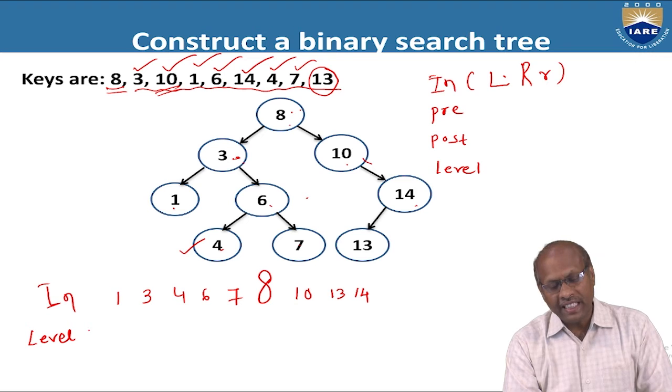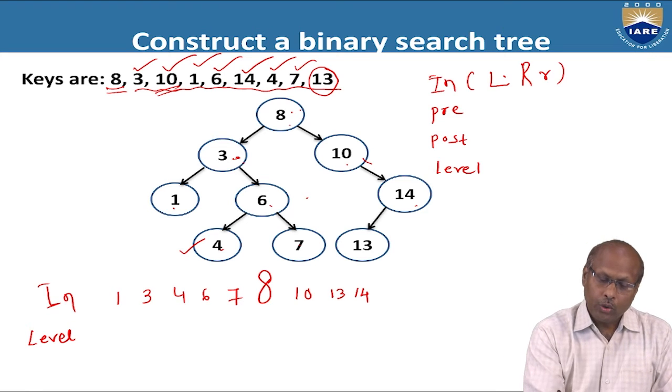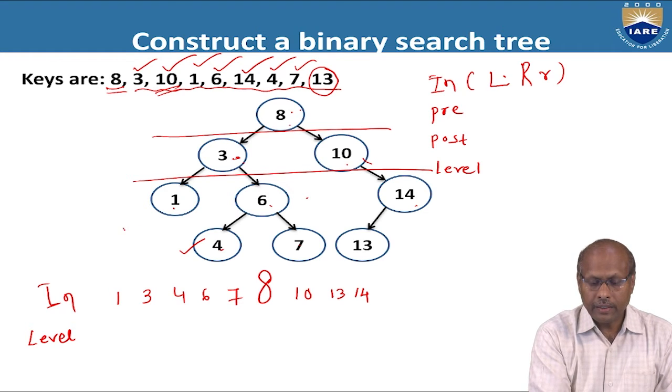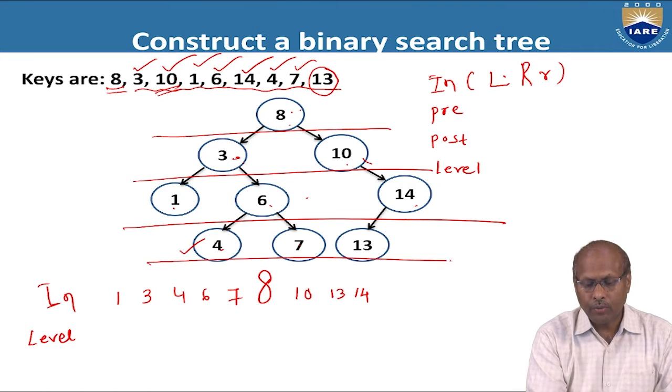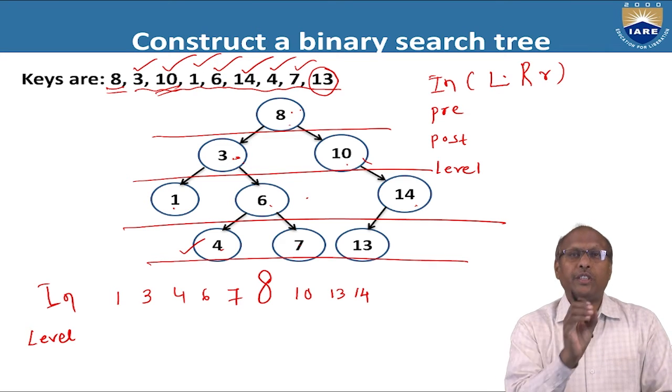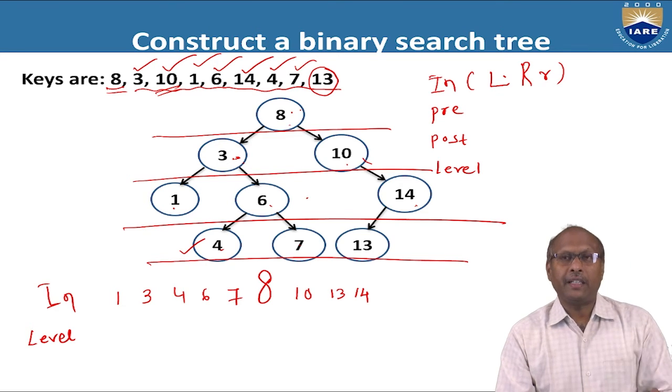The level order traversal is very easy. Remember, level by level. So this is the first level, this is the second level, this is the third level, this is the fourth level. So level by level, you simply have to display. They will give multiple choices, asking which is the correct level order traversal for the given tree.